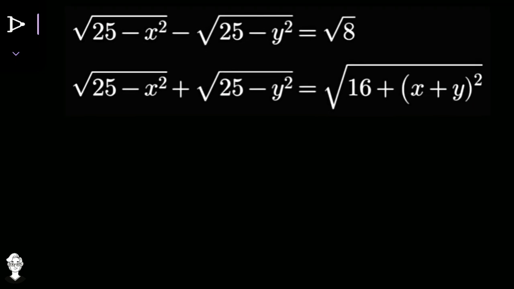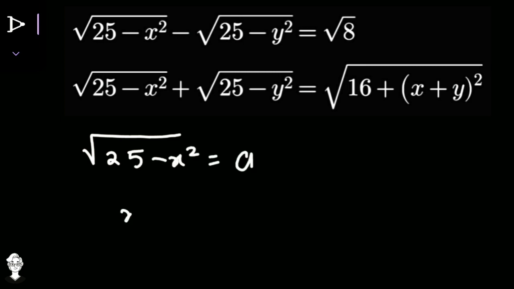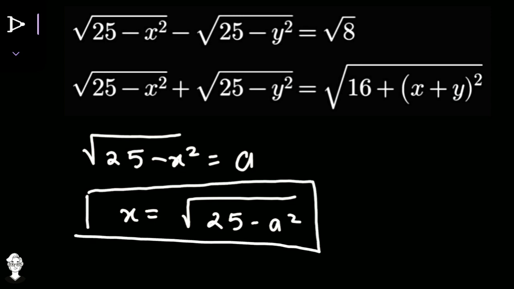First of all, let under root 25 minus x square be equal to a. So if this is equal to a, I get the value of x is equal to square root of 25 minus a square. So this is the value of x if under root 25 minus x square is equal to a.